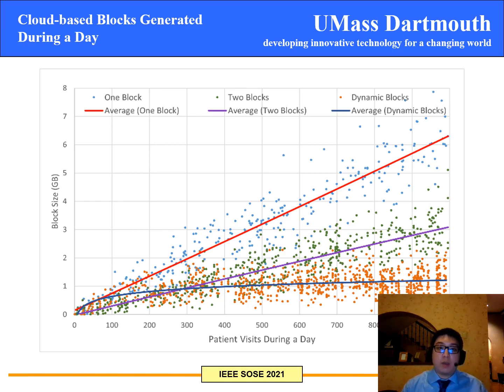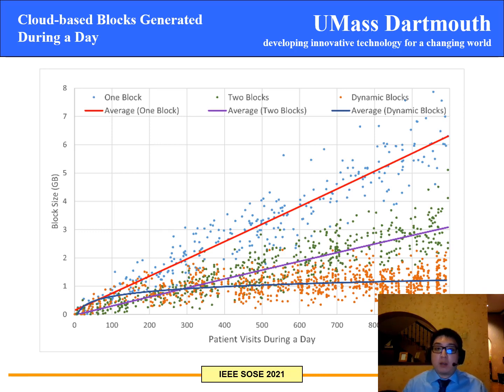In the figure, we compare our dynamic approach with two simple approaches, namely the one block approach that stores all data generated by patients during a day in a single block, and the two block approach that divides the generated patient data into two blocks. The one block approach obviously produces the largest blocks, as all patient data generated within the day is crammed into a single block. The two block approach produces better results, as data generated within a day is divided into two blocks.